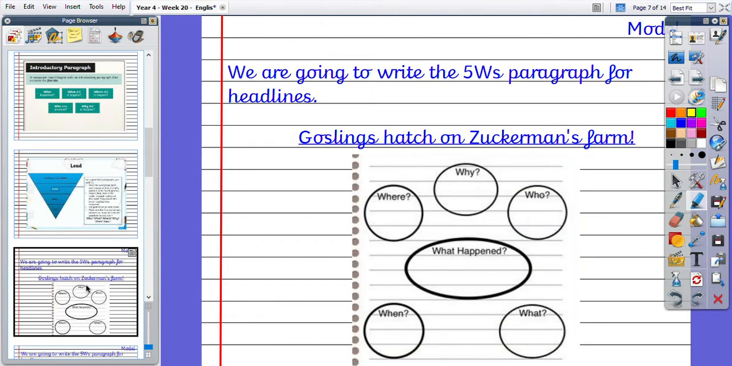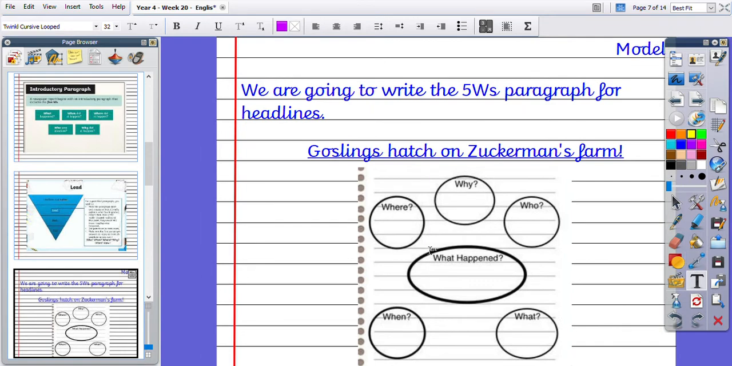So we are going to look at writing the 5 W's paragraph for different headlines. So the goslings hatch on Zuckerman's farm. So thinking back to the chapter when the goslings first hatched. So we're thinking about our where, why, who, what, and when. So pause the video and think about how to answer each of these questions and what happened at that part in the story. Off you go.